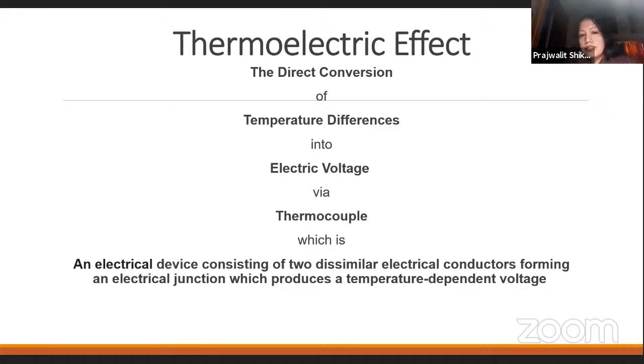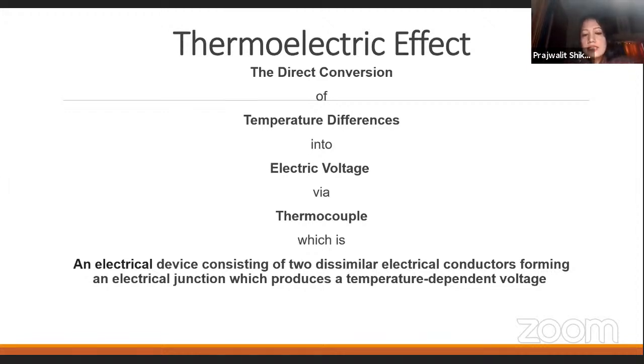because a lot of variables are also available there. We can change them and we can see how the result changes. So basically, thermoelectric effect is a direct conversion of temperature differences into electric voltage via thermocouple. And what is a thermocouple?